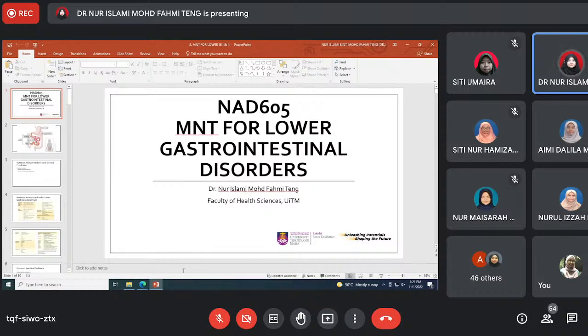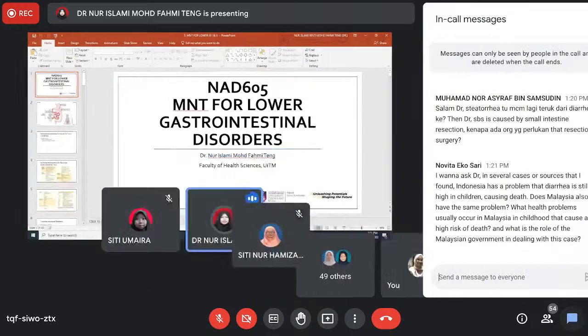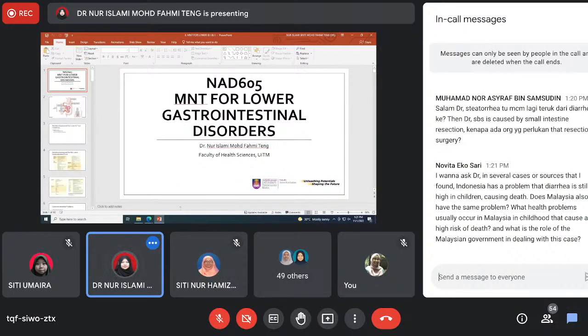So that is Stetoria. Okay, so SBS is caused by small intestine resection. Kenapa ada orang perlukan that surgery? Is due to the disease lah, dia ada problem dengan dia punya small intestine, some disease involving that, so they require resection lah, so that's why it's SBS lah. Certain people they require surgery on that. Okay Ashraf.